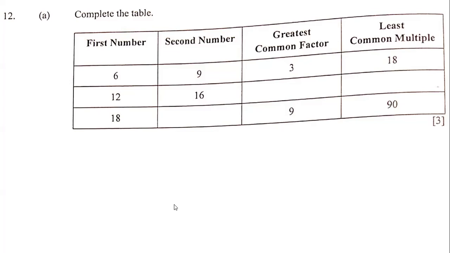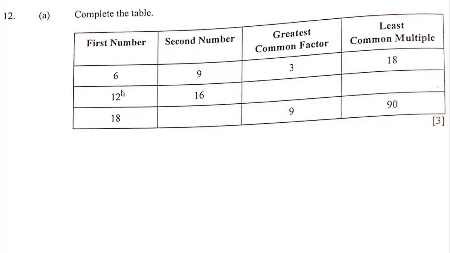So we have this table. Are we drawing the table? Yeah, draw the table. The first number we have on the table is 6. The second number is 9. So basically, we have these two numbers, 6 and 9, and they told us what the greatest common factor is, what is the least common multiple.